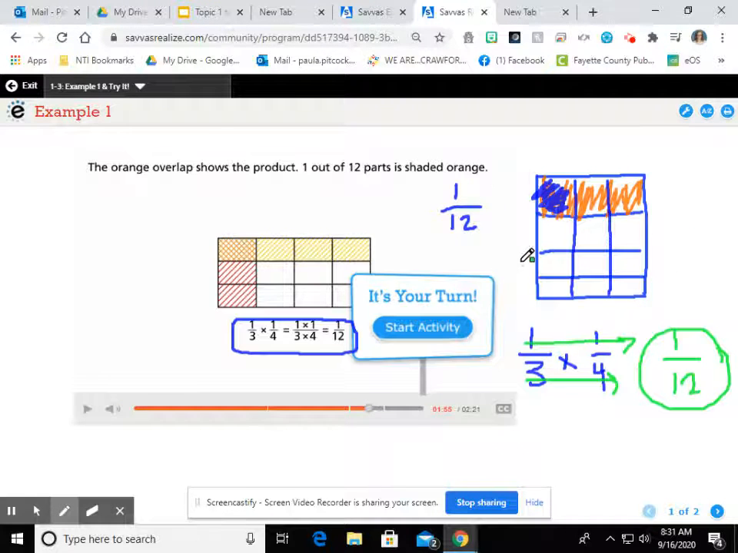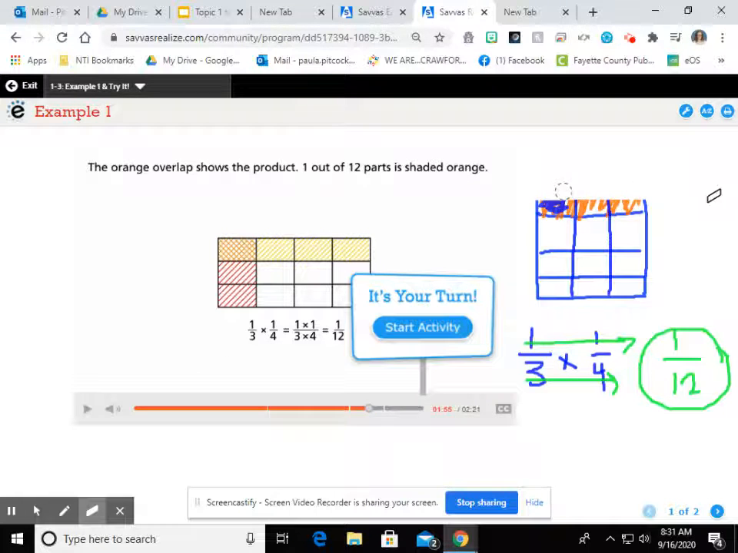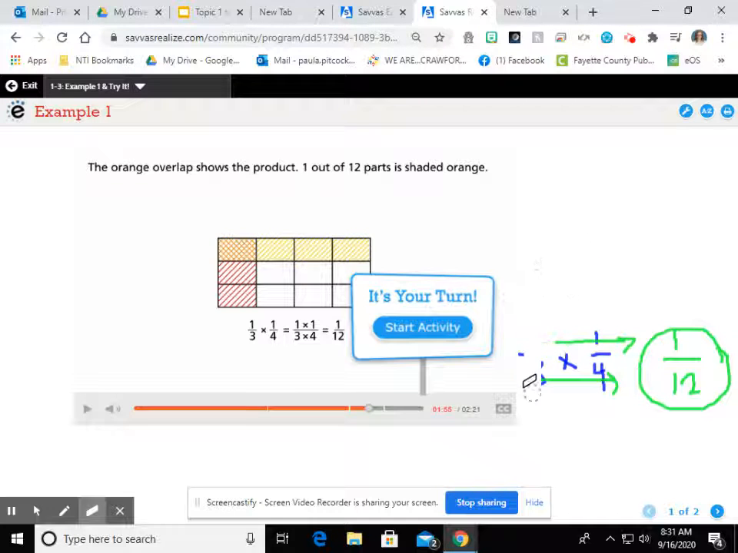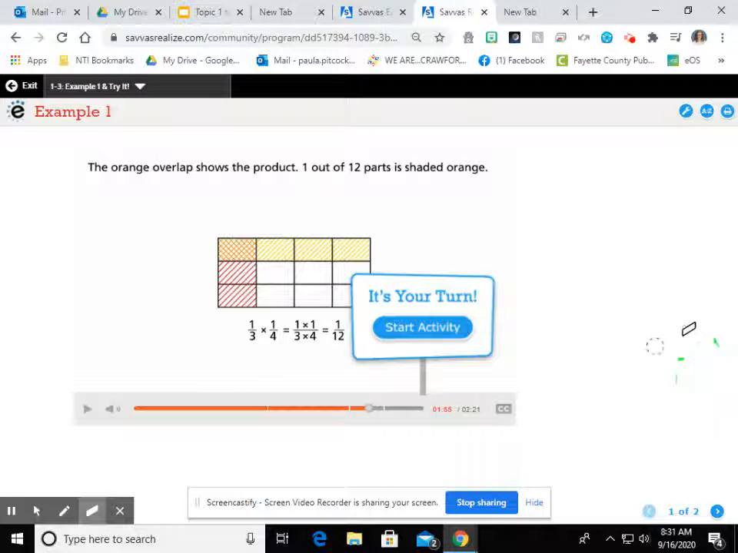Okay, so it's up to you how you want to solve these problems. You may want to do a model, you may want to use the rule. So let's go and practice for a second. So you may want your math book. If you don't have your math book, you can totally use paper and pencil. It's up to you. But if you do have your math book, we're going to be on page 22. Page 22.